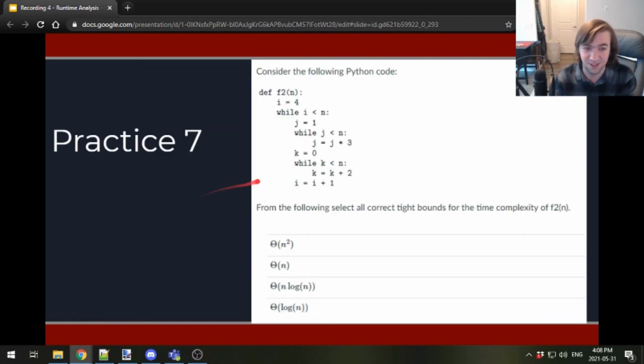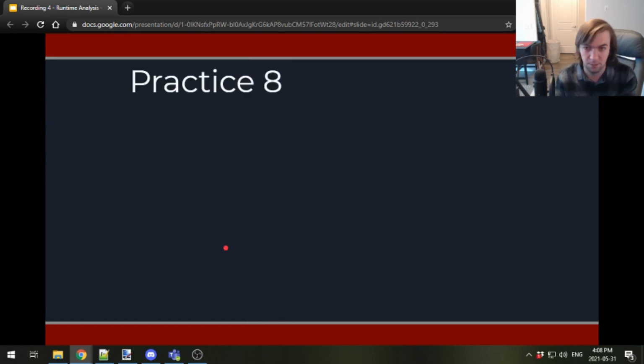More practice. Consider the following Python code. Here's the code here. You can look at it. From the following, what are all the correct type bounds for the time complexity of this code? Big theta of n squared, big theta of n, big theta of n log n, or big theta of log n.